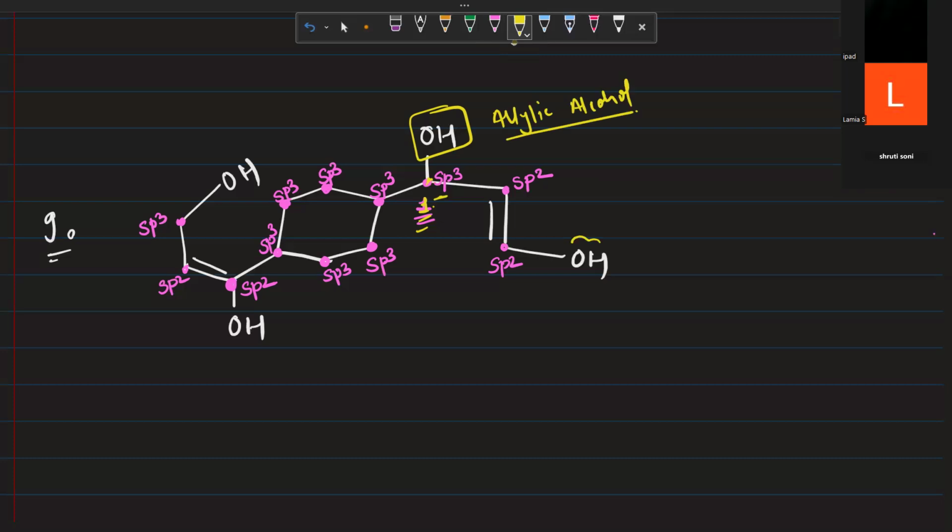And this one, OH. That one. If it's directly connected to sp2, I get it now. I see. Okay, that's vinylic. Yeah. Good.